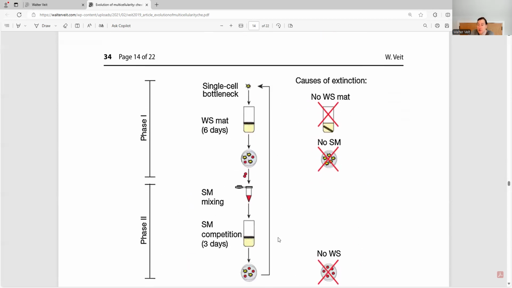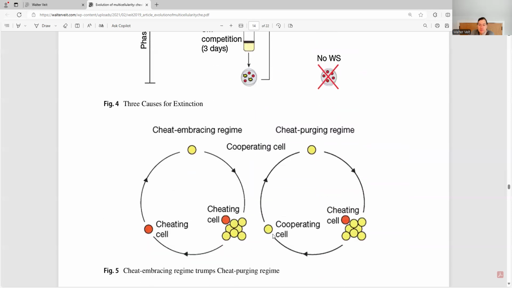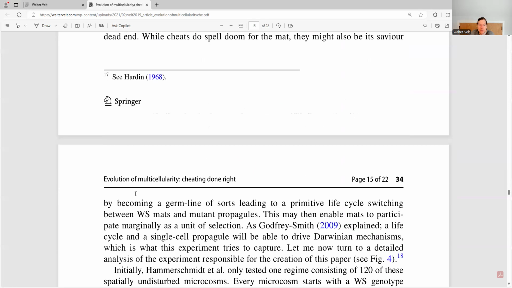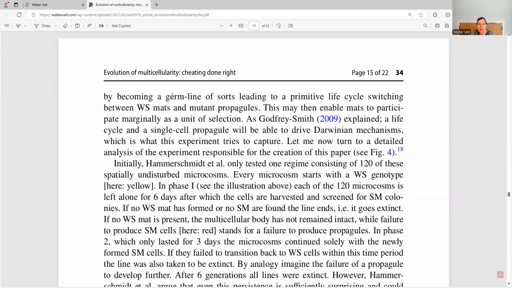Figures, I shall briefly talk about them here. So, by becoming a germline of sorts, leading to a primitive life cycle, switching between Wrinkly Spreader mats and mutant propagules, this may then enable mats to participate marginally as a unit of selection. As Godfrey-Smith explained, a life cycle in a single cell propagule will be able to drive Darwinian mechanisms, which is what this experiment tries to capture.